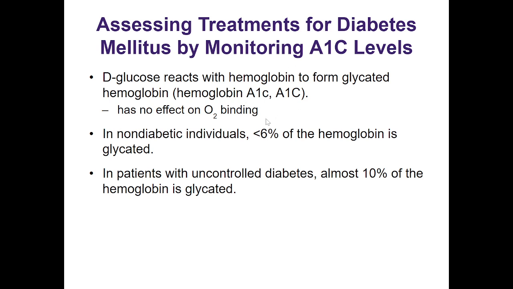So this has no effect on O2 binding. In non-diabetic individuals, less than 6% of the hemoglobin will be glycated. In patients with uncontrolled diabetes, almost 10% of the hemoglobin is glycated. So that's that difference in A1C levels that you typically see.